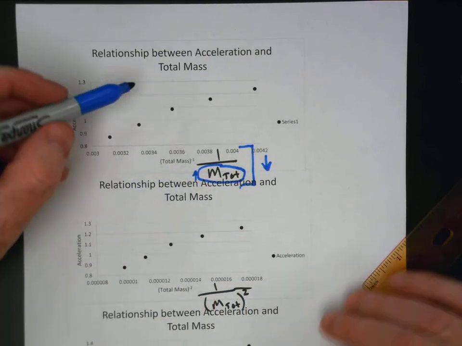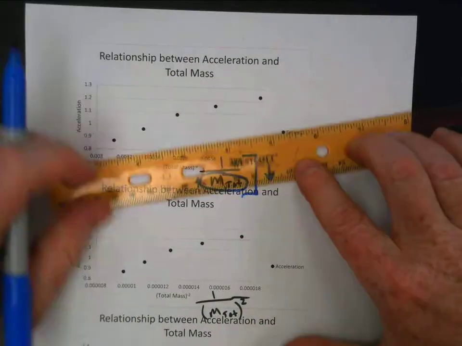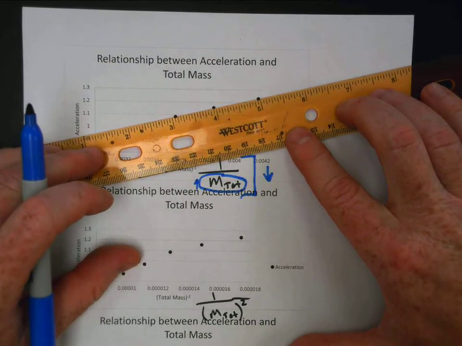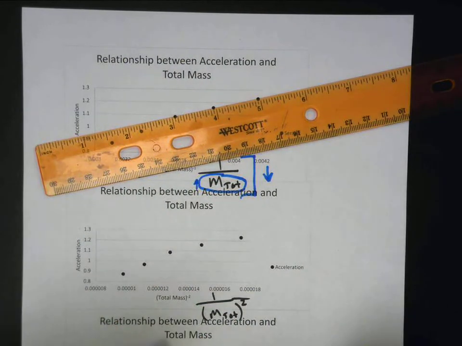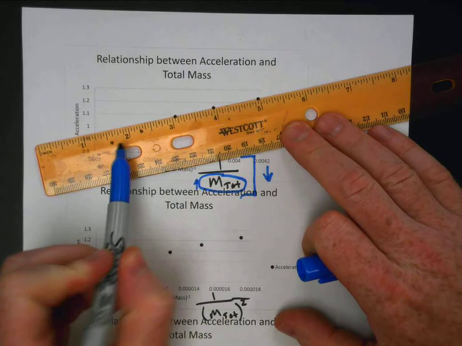Well, what did we see? We saw the drop-off of the accelerations. If you kind of imagine that line and look where these dots are, they're below that line.